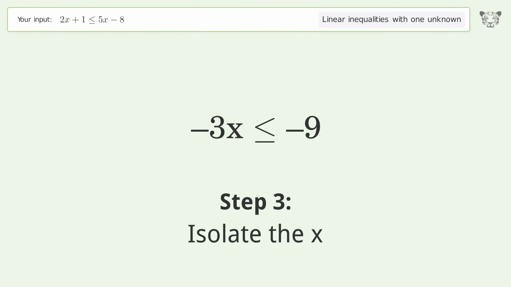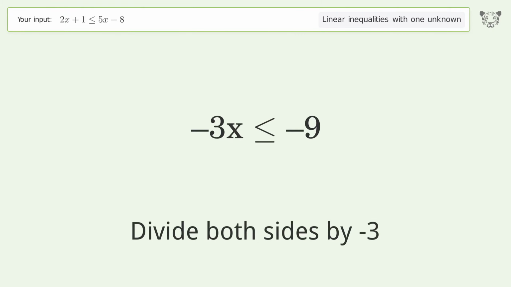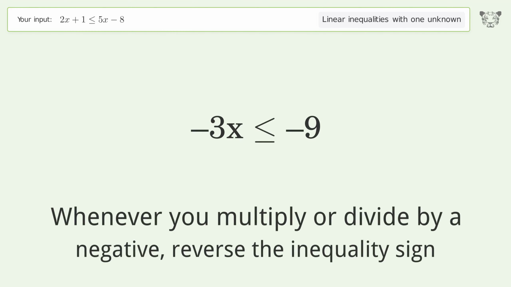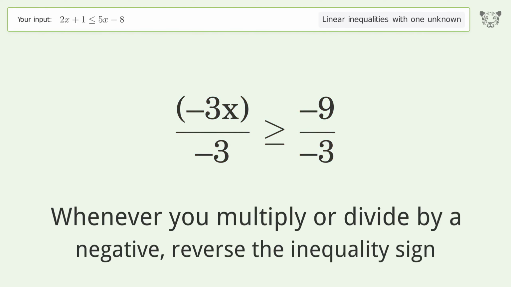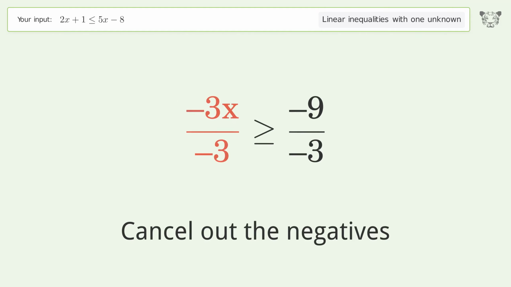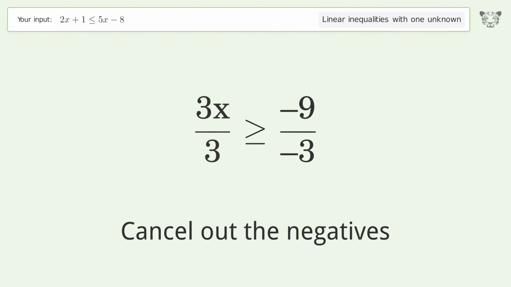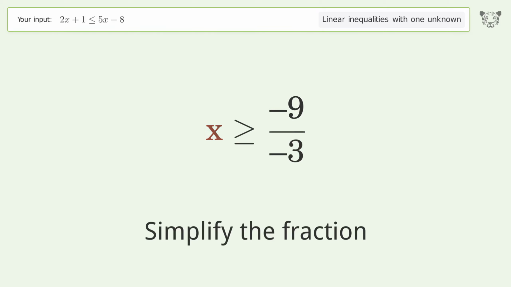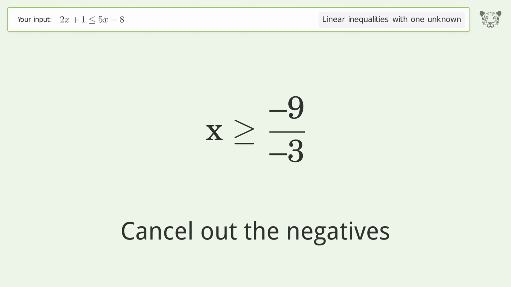Isolate the x. Divide both sides by -3. Whenever you multiply or divide by a negative, reverse the inequality sign. Cancel out the negatives. Simplify the fraction. Cancel out the negatives.